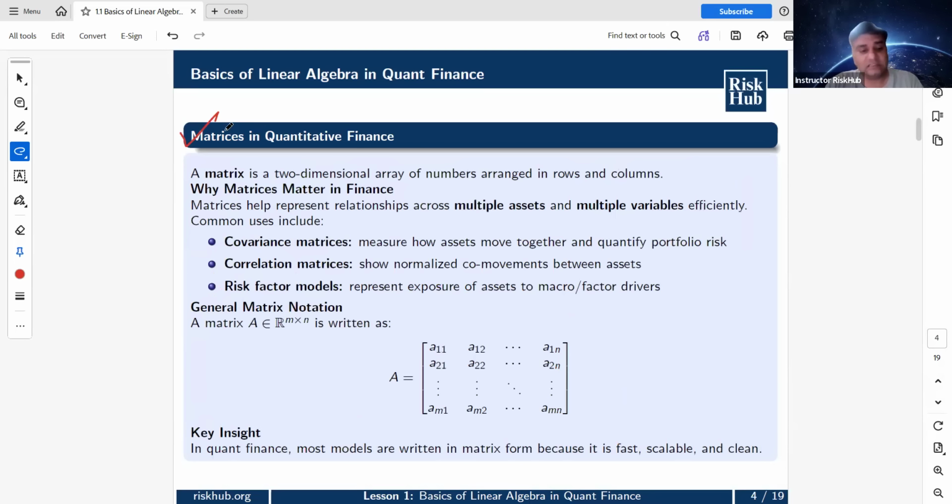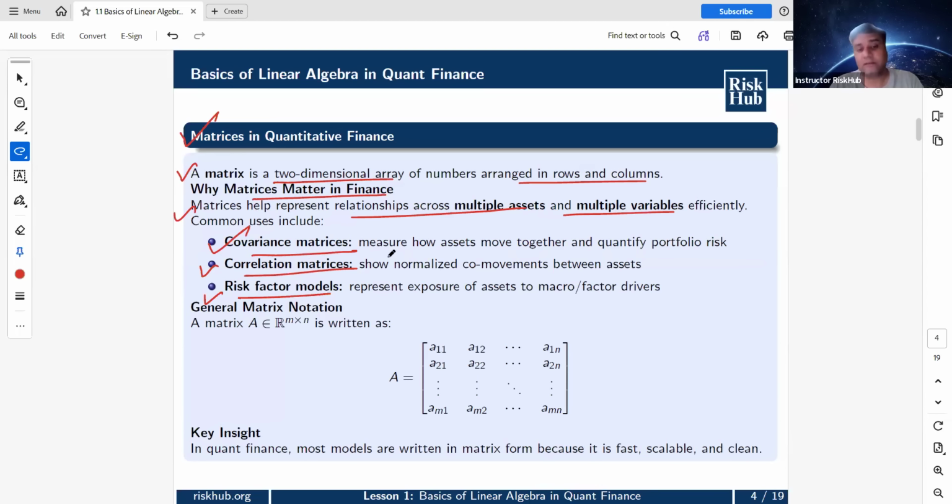Assets move with other assets. Risk factors influence many securities. Returns change across time. Covariances exist between every pair of assets, right? Now, a matrix is a two-dimensional array of numbers arranged in rows and columns. Why does a matrix matter in finance? Matrices help represent relationships across multiple assets and multiple variables efficiently. Common uses include covariance matrices, correlation matrices, and risk factor models.